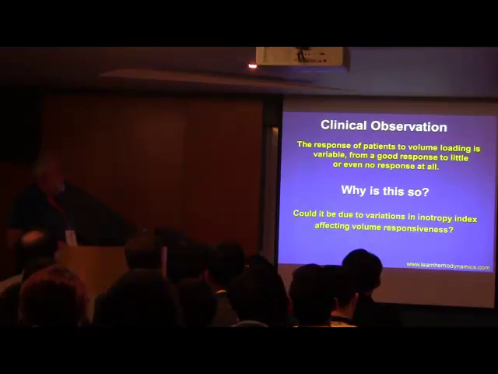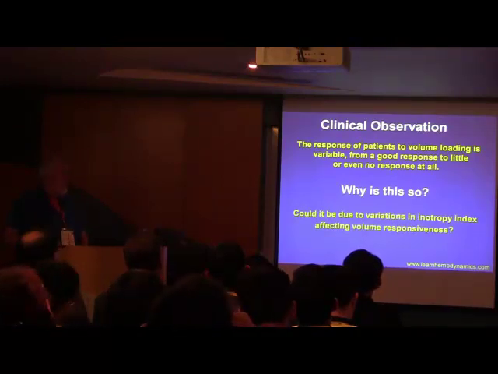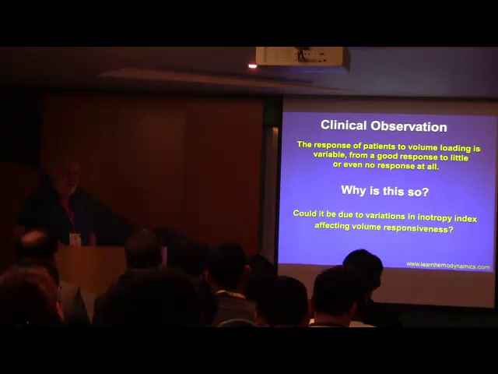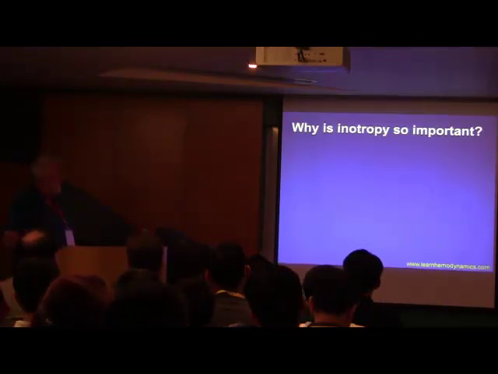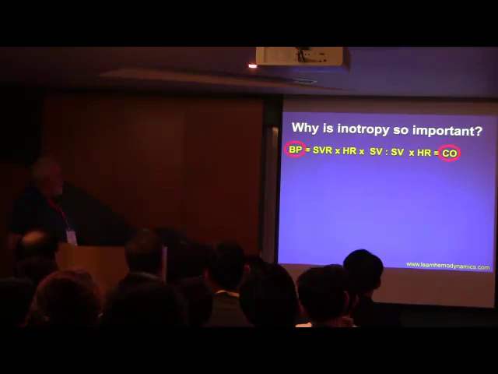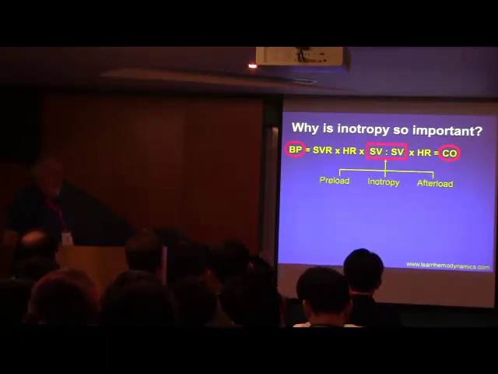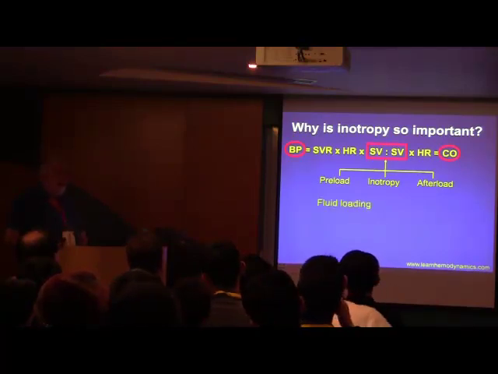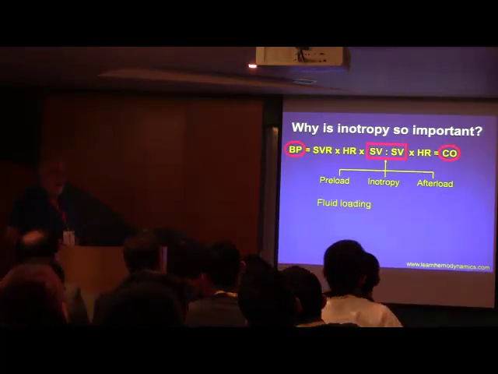Could it be because of variations in their inotropy index? Because that's what Starling said in 1916. It depends on your myocardial contractility, how you will respond to loading. So, let's go back. For the slow learners, this is remission. Cardiac output, blood pressure, yeah, we know they depend on stroke volume. And we know that depends on preload, inotropy, and afterload. Where does fluid loading fit in?